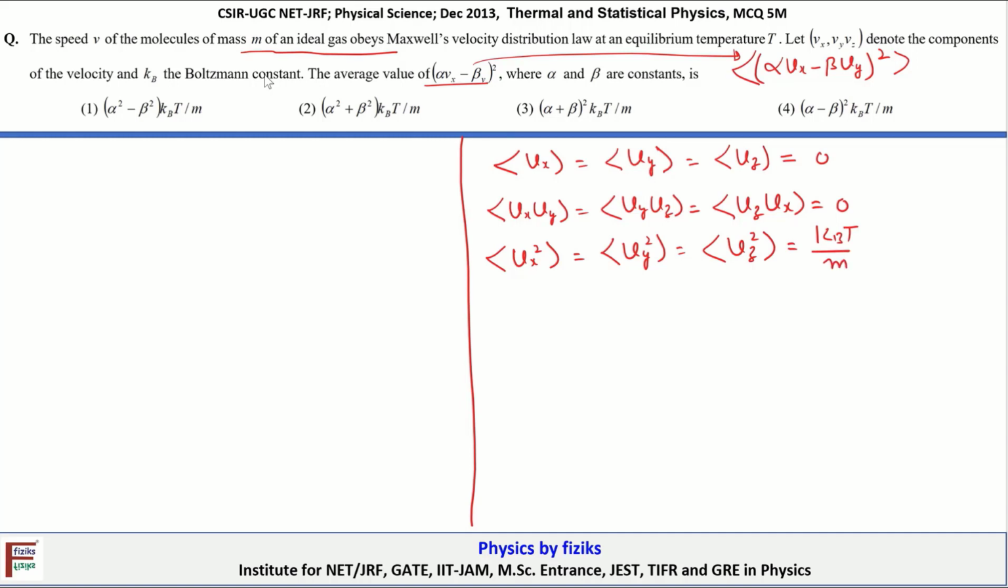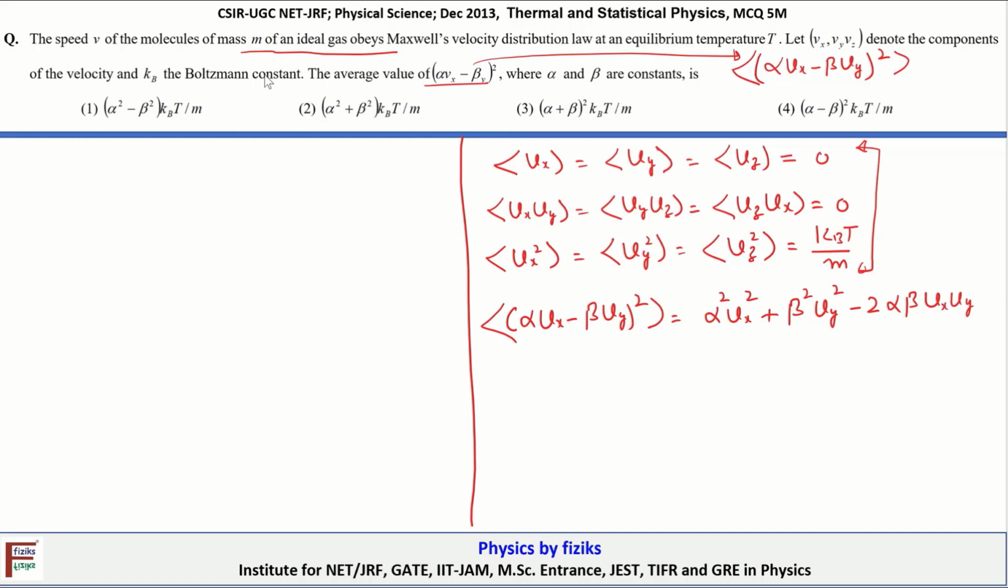Now we will make use of these results, and then we will try to see what is the final answer. So here, alpha Vx minus beta Vy its whole square, and then its average, that is equal to, let's expand the square. So this is alpha square Vx square plus beta square Vy square minus 2 alpha beta Vx Vy, and then its average.